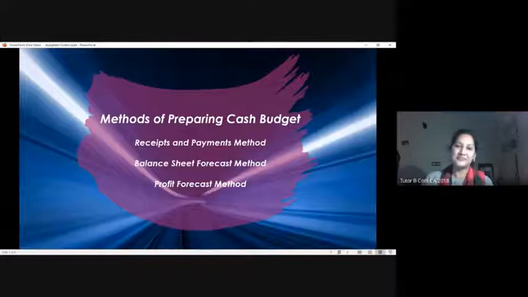So cash budget, as I said, is a functional budget, and it shows the movement of cash. It will have a receipts and payments side. Now, as you can see on the screen, there are basically three methods for preparation of cash budget. The first one, the most important one, is the receipts and payments method. The second one is the balance sheet forecast method, and the third one is the profit forecast method.